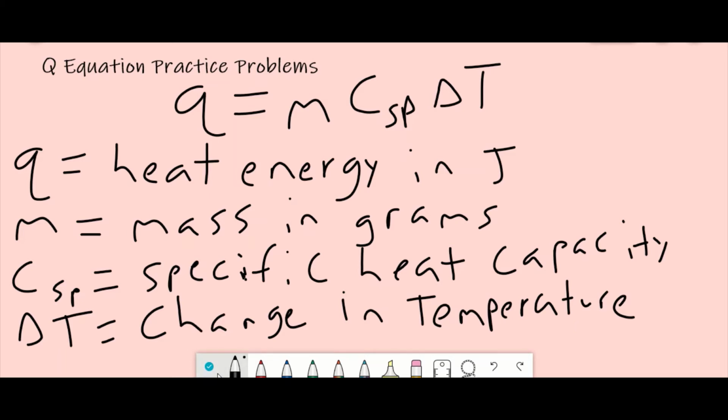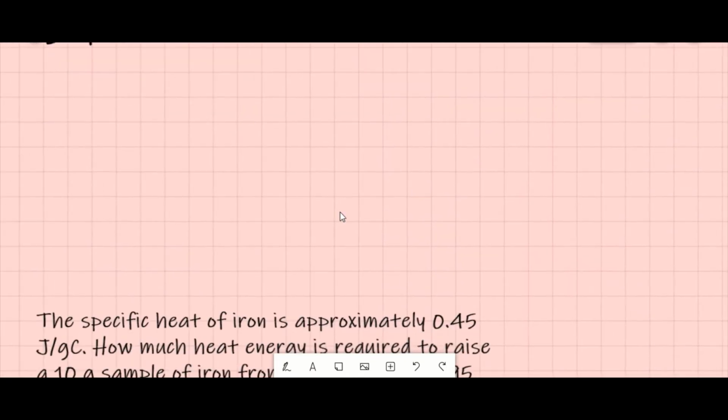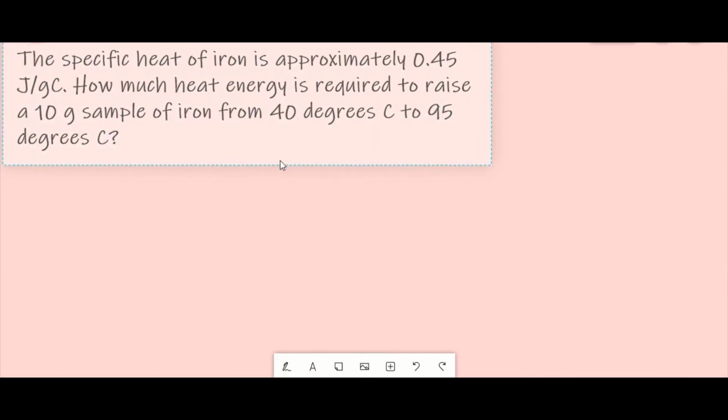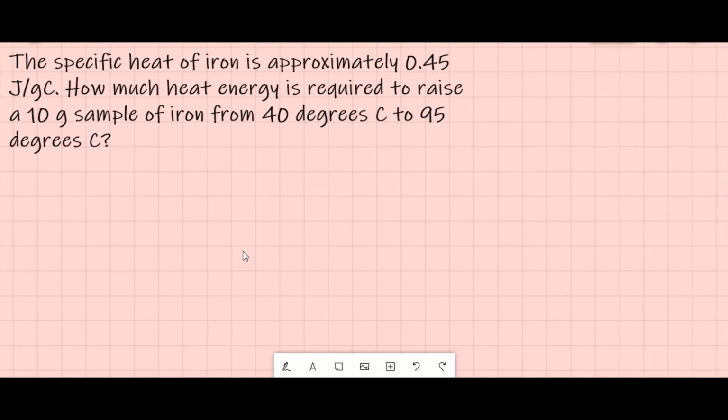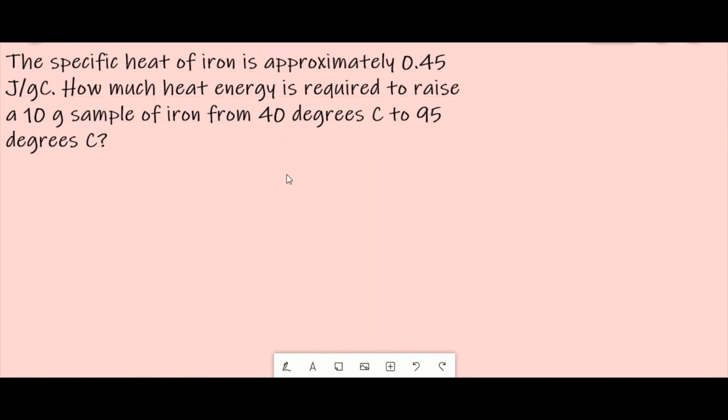Alright, so we're going to do our first practice problem, which is right down here. It says the specific heat of iron is approximately 0.45 joules per gram Celsius. There should be a little degree sign there, but I couldn't find it on this keyboard. But pretend that's degrees Celsius, or you could have Kelvin. How much heat energy is required to raise a 10-gram sample of iron from 40 degrees Celsius to 95 degrees Celsius? So let's write out what we know.